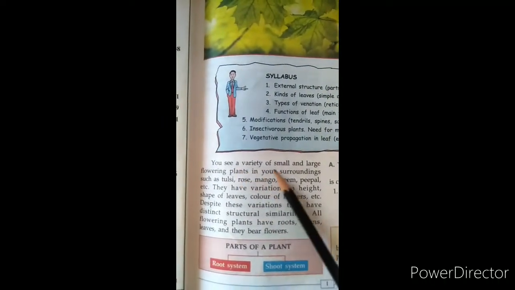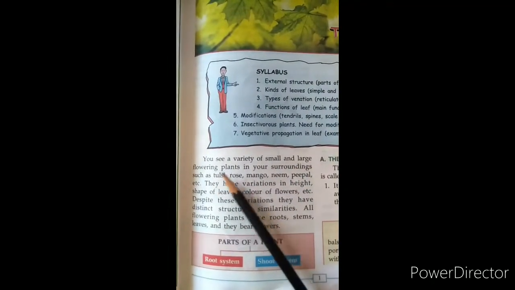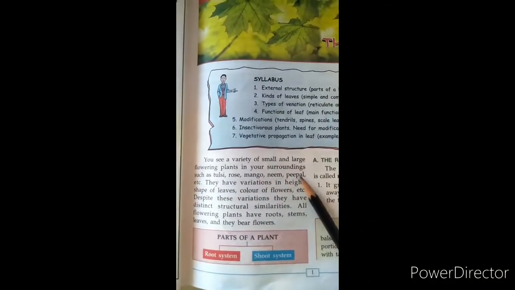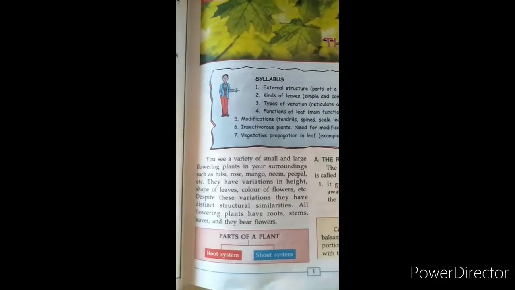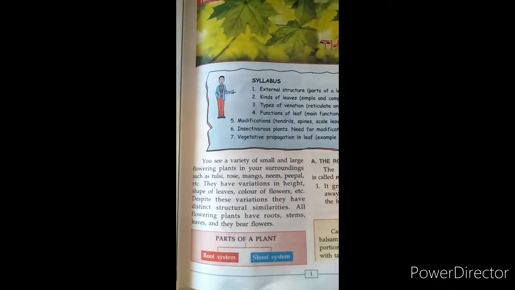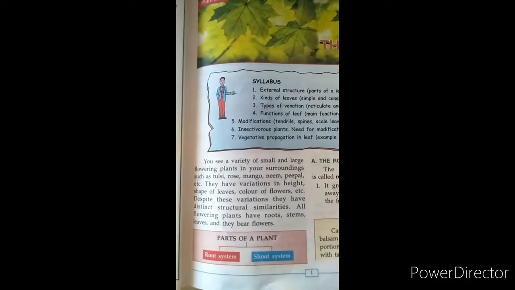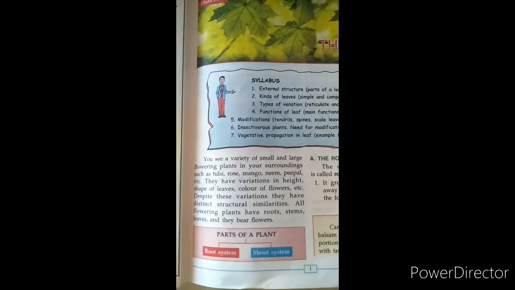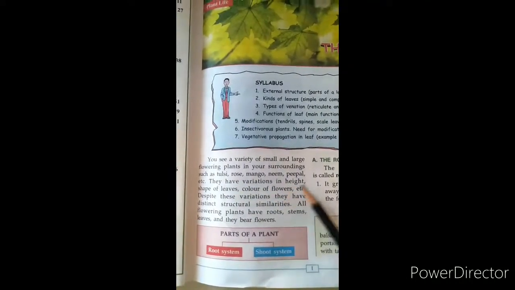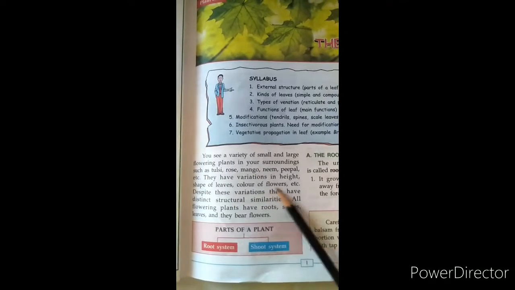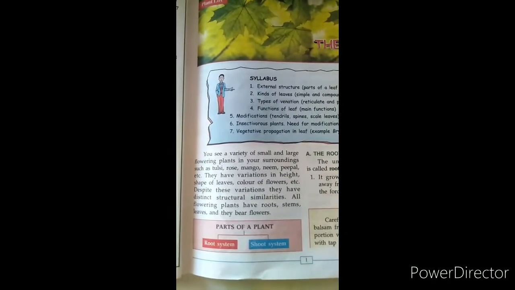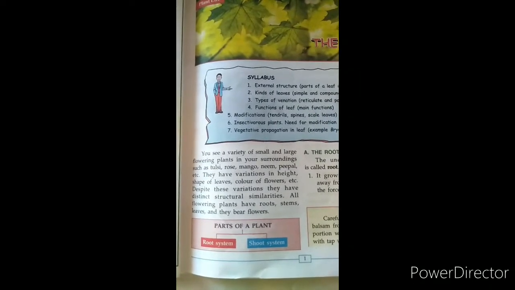You see a variety of small and large flowering plants in your surroundings, such as tulsi, rose, mango, neem, peepal, etc. So it is very common for us to have a look around and we see so many different trees and plants around us. Now they have variation in height, shape of leaves, color of flowers, etc. Yes, this is also a common fact. We have seen that every tree and every plant has its own variation.